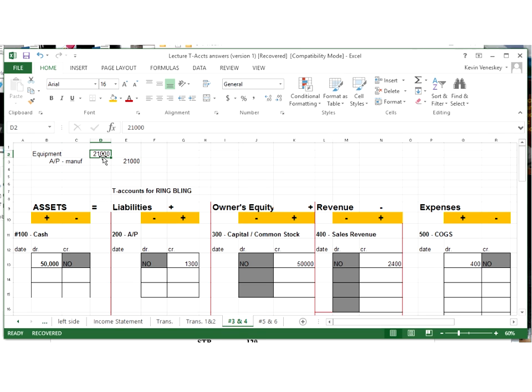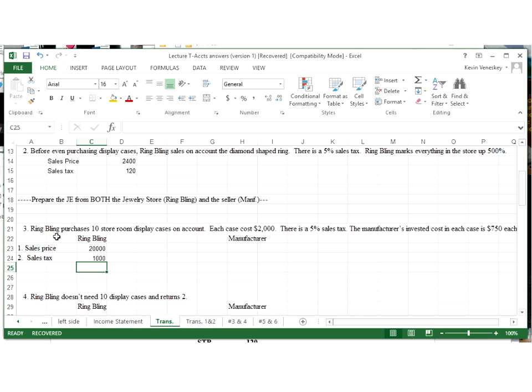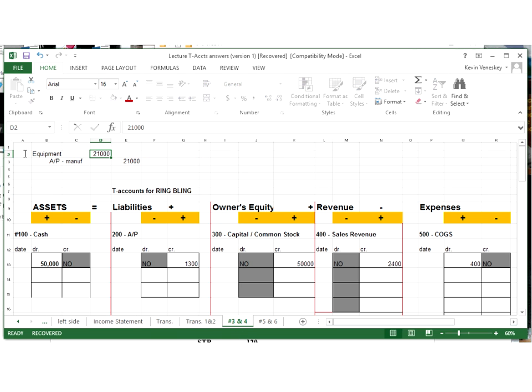So note, there was no sales tax expense because the sales tax was included right into the cost of the equipment. So that is my entry there for this Ring Bling purchase number 3. Now, from the manufacturer's point of view, I'll put the manufacturer over here on this side. The manufacturer has an account receivable to us, Ring Bling, and they're expecting to collect $21,000.